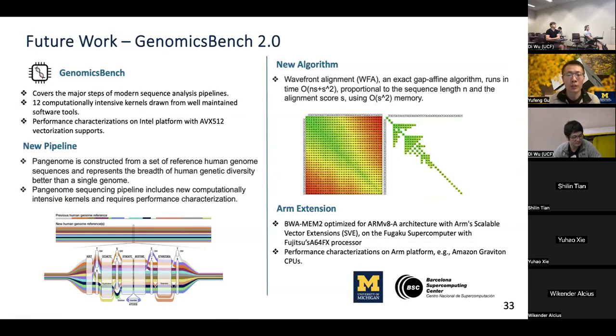So recently we are also working on some extension for GenomicsBench, like looking for some new algorithms. Previously, people usually map some DNA samples to a reference sequence. And recently there are some reference graphs.